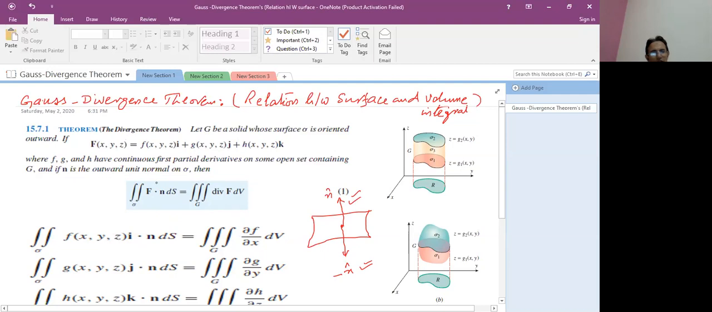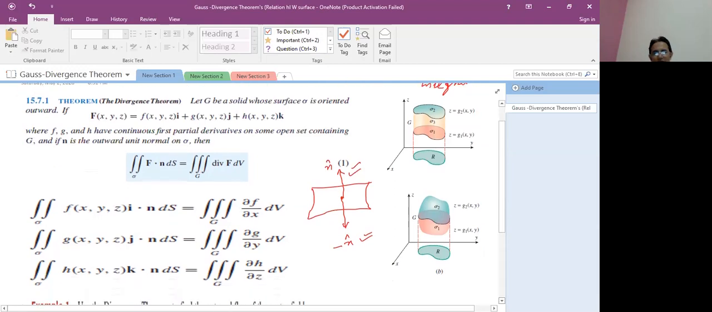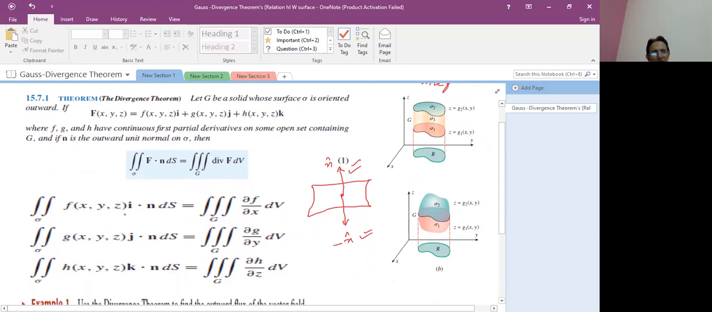So according to the theorem, the double integral over sigma of F dot n dS is equal to the triple integral over G of the divergence of F dV. So student, first when we consider the first function f of x, y, z i dot n, it is equal to the triple integral over G of the partial derivative of f with respect to x dV. It means both are equal when we find it out.